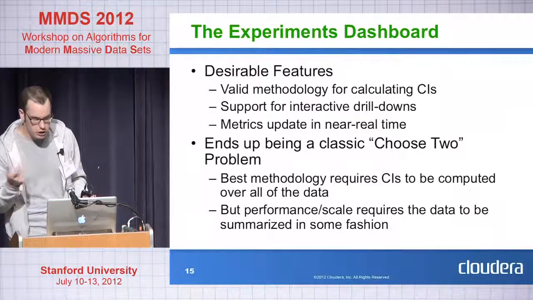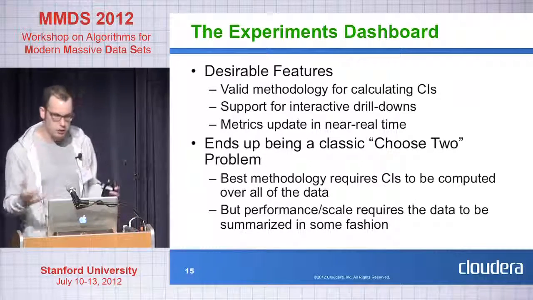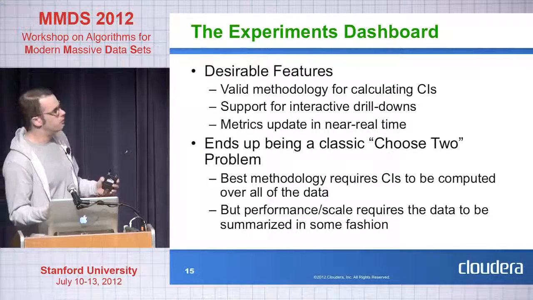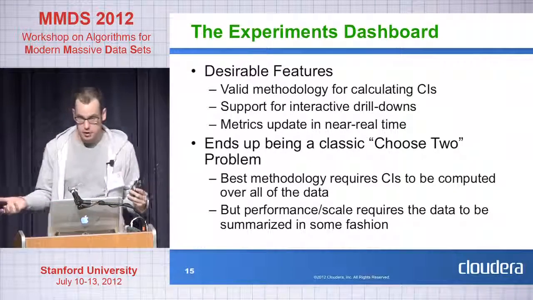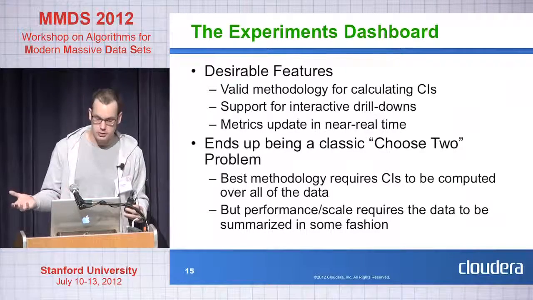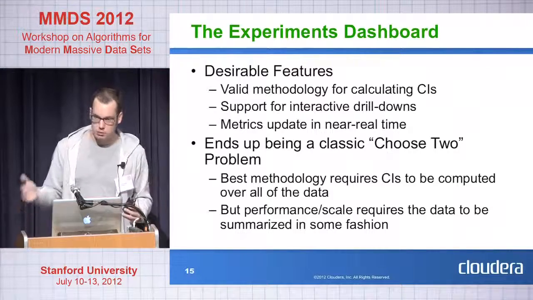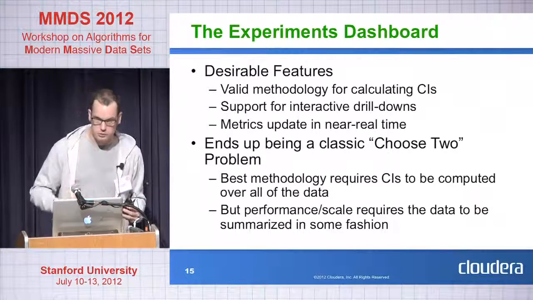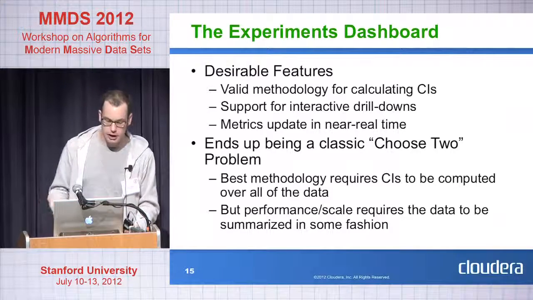In order to move quickly, we also want a dashboard, and we want it to largely automate all the good stuff we want when it comes to analyzing experiments. So our desirable features: obviously we want a valid methodology for calculating confidence intervals. Very important. If we don't have that, we don't really know if these two things are different from each other. We want drill down, like we would in any dashboard. Show me these two experiments, split them up by country, split them up by language, split them up by web property, anything like that.